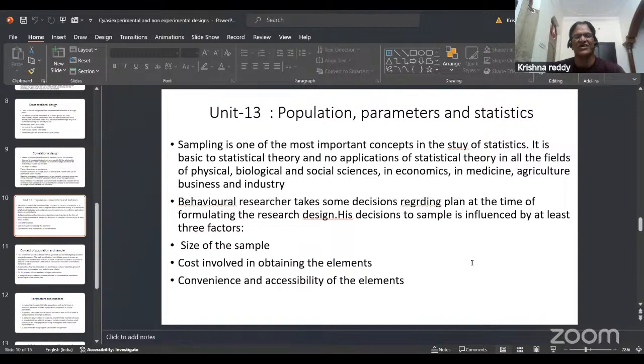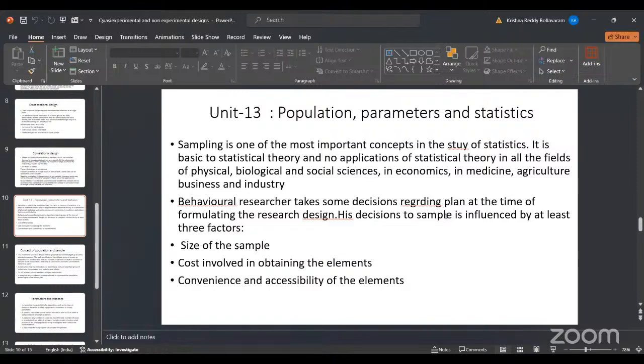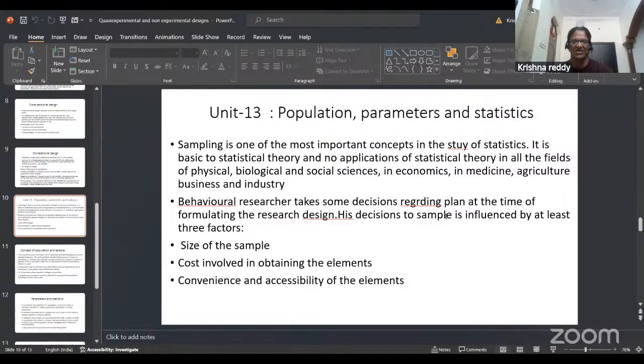Thank you very much. Let us try to understand this unit number 13, population parameter statistics. Sampling, you know pretty well. We have been talking about sampling, randomization, isn't it? Especially in the social sciences, research is not that easy for any researcher to conduct without sampling. That is the reason why sampling is very, very important in research studies.